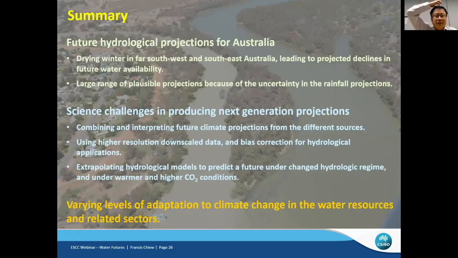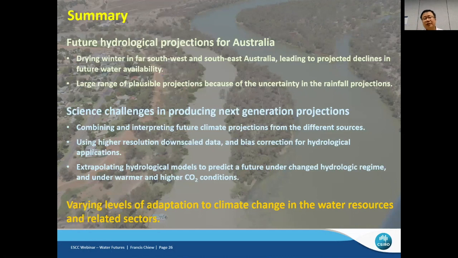So I think I'll finish there and just summarize the talk. And hopefully I've shared with you some of the future hydrological projections for Australia. We know that the southwest and southeast are likely to be dry in winter. Most of the runoff in these regions is generally in winter, so that leads to a projected decline in future water availability. But there's a large range of plausible projections. I've shared with you some numbers around projections in rainfall as well as stream flow into the future. So I see some of the science challenges in producing next generation projections include combining and interpreting future climate projections from different data sources.